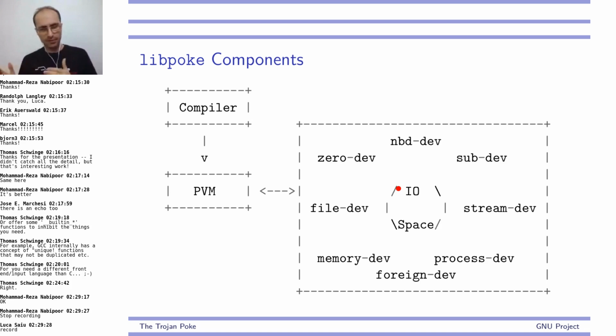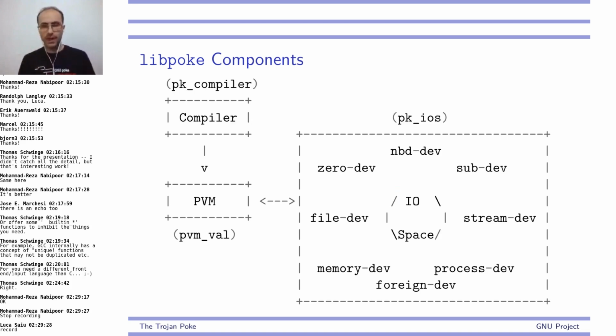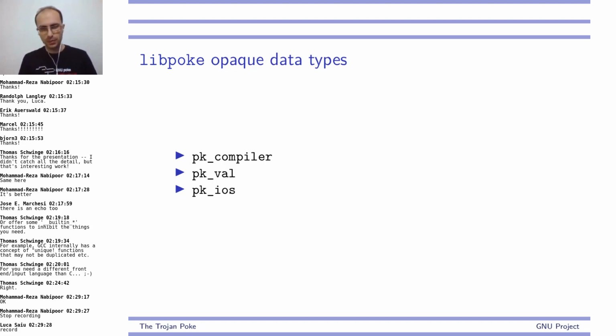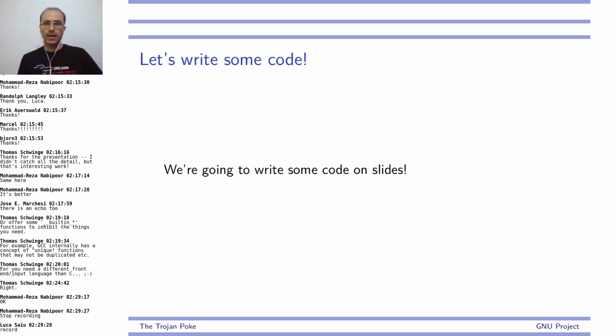And then we have a foreign device, because we cannot support every possible device, so we enable the user to do what they want to do. So it's very nice. And you see, for each of these components, we have an opaque data type in the libpoke API. For the compiler, we have pk_compiler. For PVM values, we have pk_val. PVM itself is not exposed to the user; basically the same thing, but the name is actually wrong here. And pk_ios, which handles the IO space. So these are the types we are going to deal with.